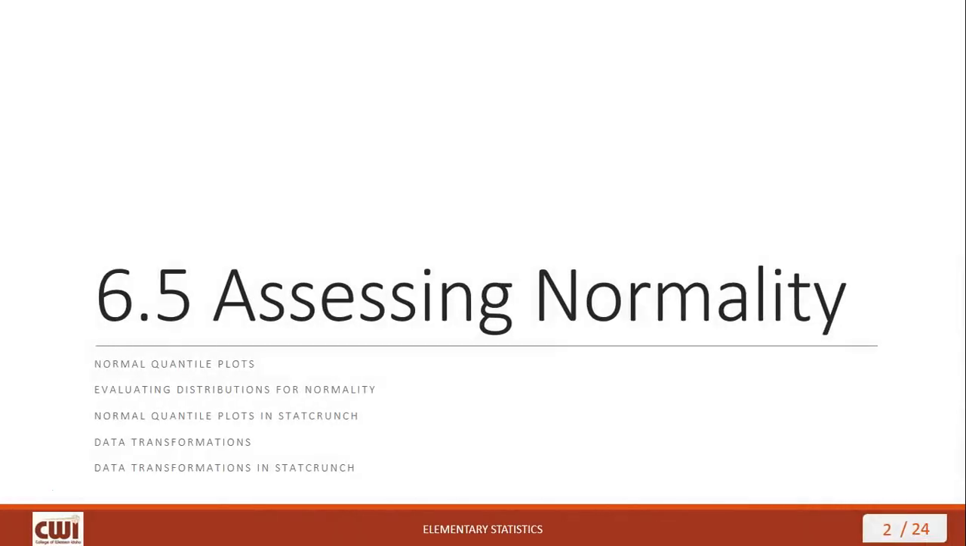In this lecture, we're going to talk about normal quantile plots, which we've seen before in Chapter 2. We're going to talk about them again now that we've actually learned some things about the normal distribution, and we have some tools in our toolbox for using the normal distribution to do practical things. We'll talk about evaluating distributions for normality with the help of normal quantile plots, of course. We'll go into some more detail about making and using normal quantile plots in StatCrunch, and then we'll talk about data transformations and how those are actually accomplished in StatCrunch as well. So let's get started.